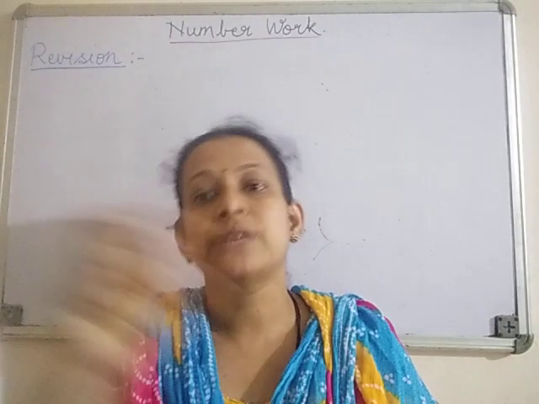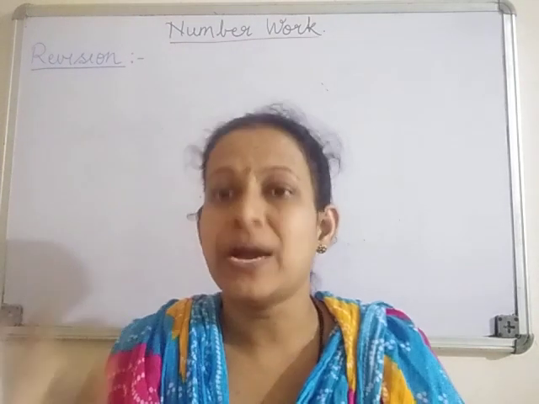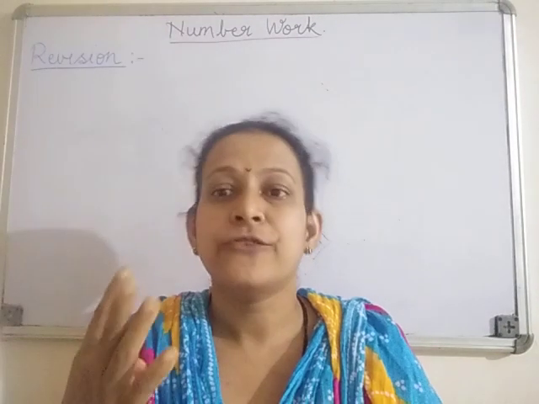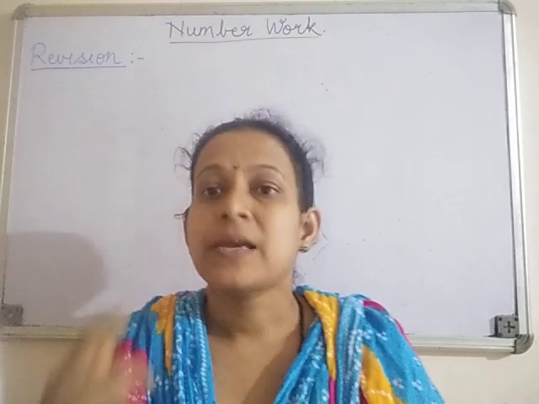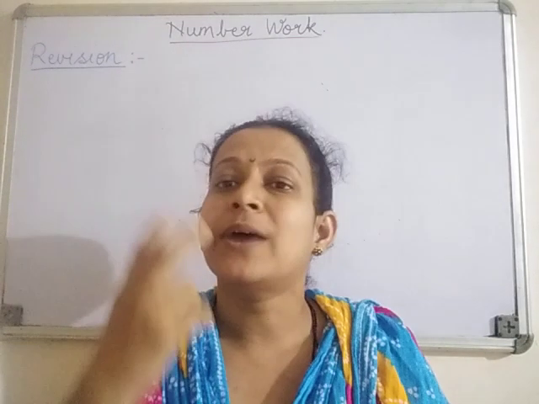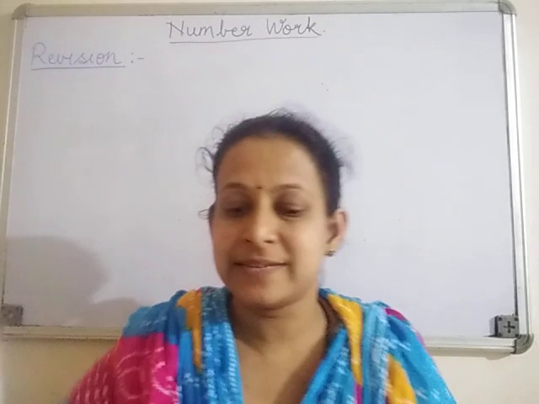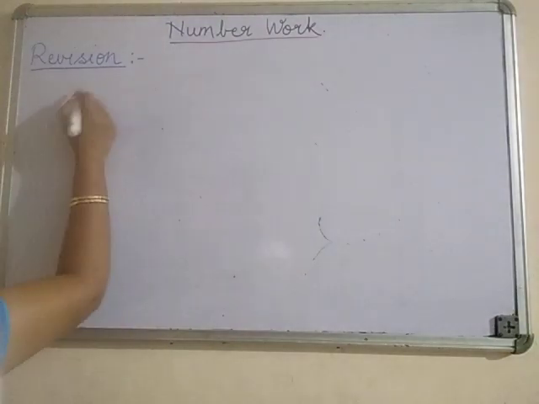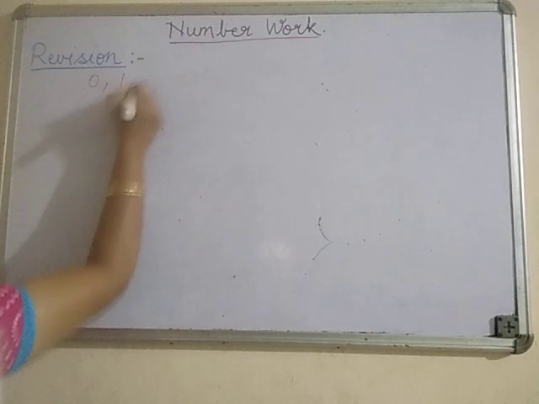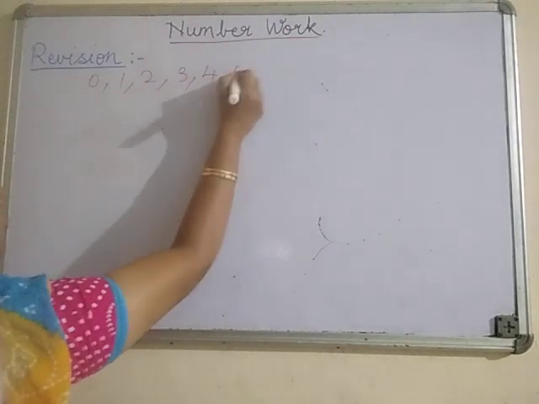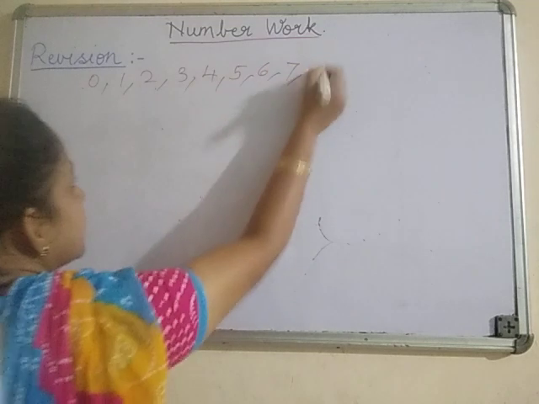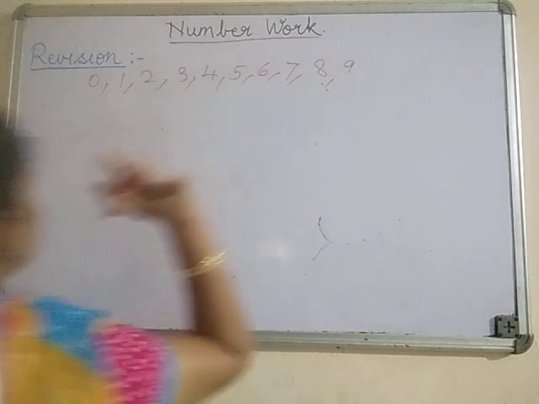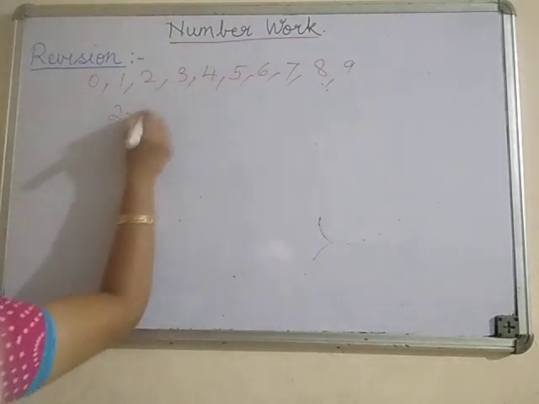So the digits from 0 to 9 are given to you, and out of these you have to make 2-digit, 3-digit, 4-digit and 5-digit numbers. For each of them you have to make around 10 numbers. For example, I will write here: 0, 1, 2, 3, 4, 5, 6, 7, 8 and 9 are the digits.